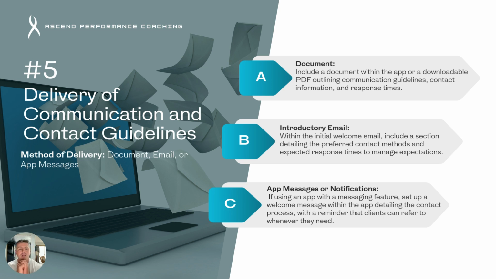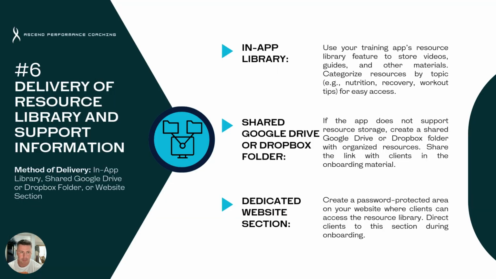Now, communication and contact guidelines. Generally, a document with the guidelines at the beginning is ideal. You don't want to do a video where you're saying, do not message me on weekends. It comes across as really, really negative. Introductory emails, certainly have it in that and have it written down, and then use the app as much as you can. So use your phone to message people as soon as possible in these guidelines to get people used to messaging you on the app.